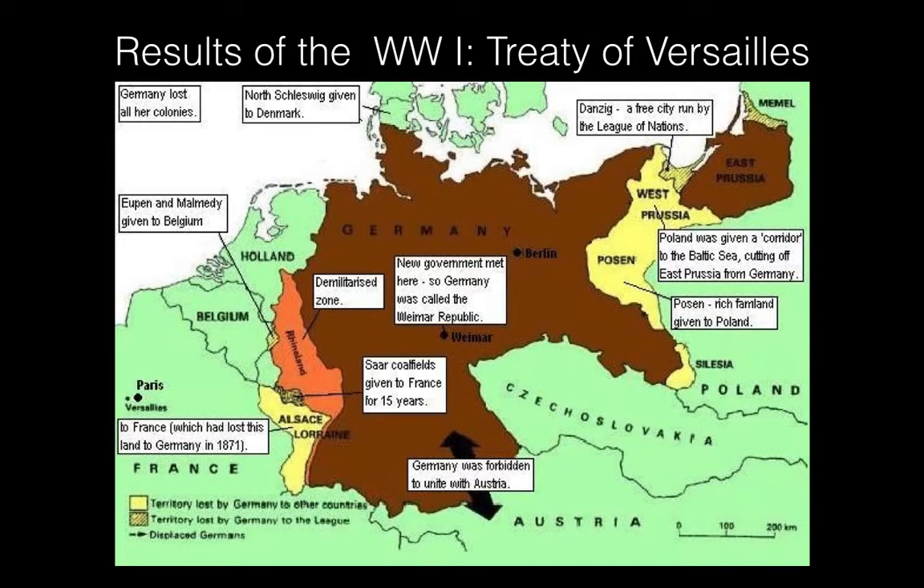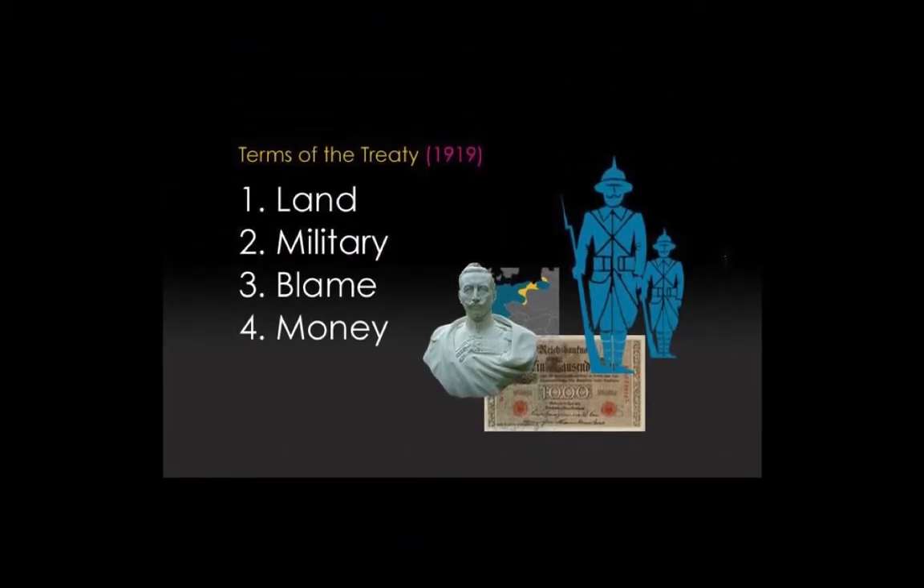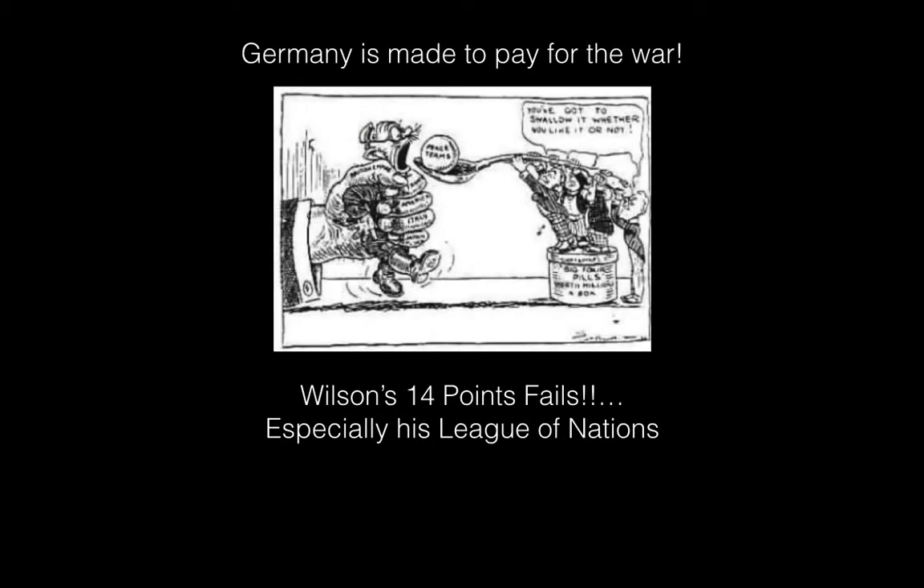Okay, Germany is made to pay for the war. Wilson tries his 14 points. The key parts being the land, military, who to blame, and the money concept. So Germany is made, like I said, to pay. But Wilson's 14 points fails, especially his League of Nations. I mean, that's a major failure.